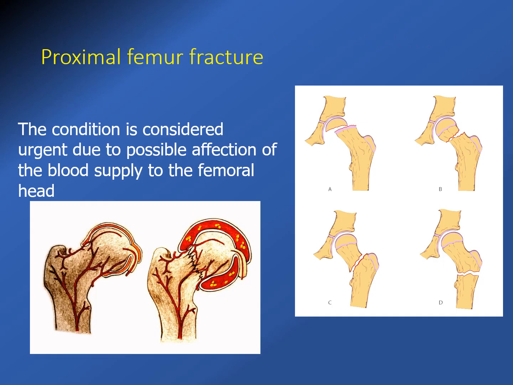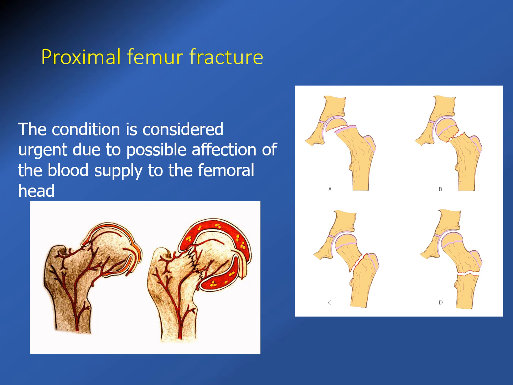So after we have discussed the femoral shaft fracture, let's speak about proximal femur. The proximal femur is the upper part of the femur, which includes the femoral head, the growth plate, the femoral neck, and the trochanteric area. This fracture is actually not common.